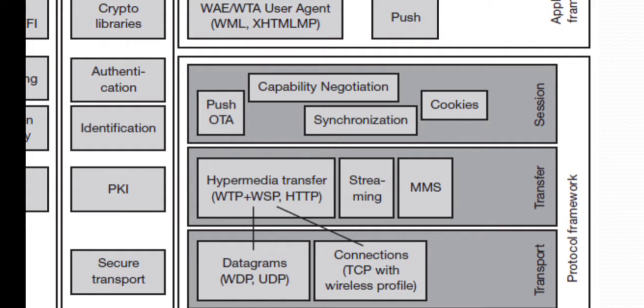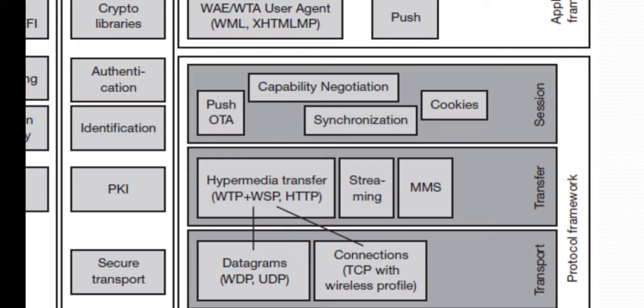Next we have the transfer services. Examples for transfer protocols are wireless profile HTTP, the combination of WTP, WSP. This WTP is the Wireless Transaction Protocol, a standard used in mobile telephony. It is used to bring internet access to mobile phones.